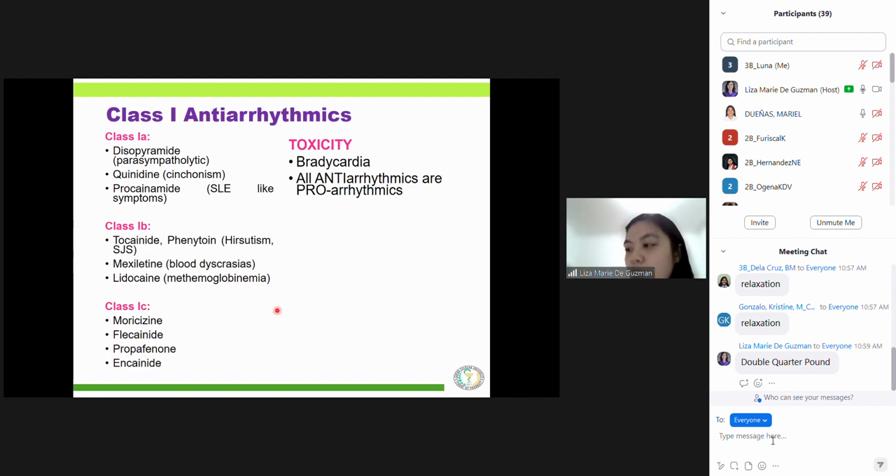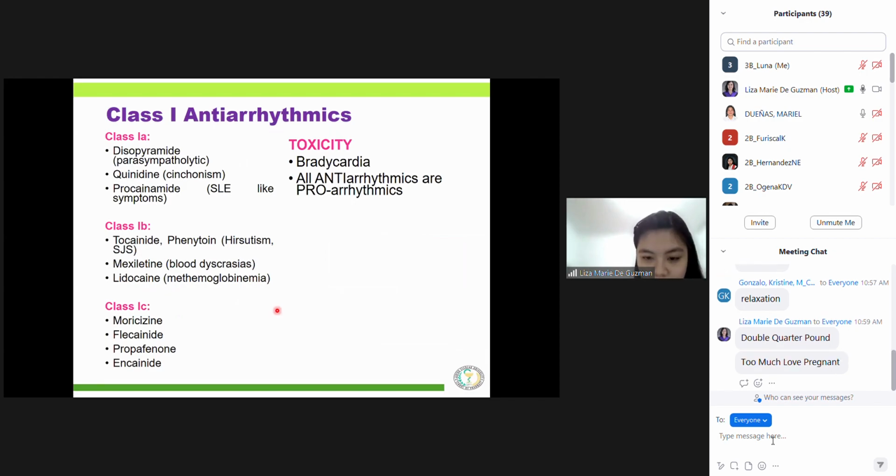So, double quarter pound. How about class 1B? I'm not sure if this mnemonic has been shared with you, but we have too much love, pregnant. So, just so you can remember: tocainide, mexiletine, lidocaine, and P is for phenytoin. Tocainide, mexiletine, lidocaine, then P is phenytoin.